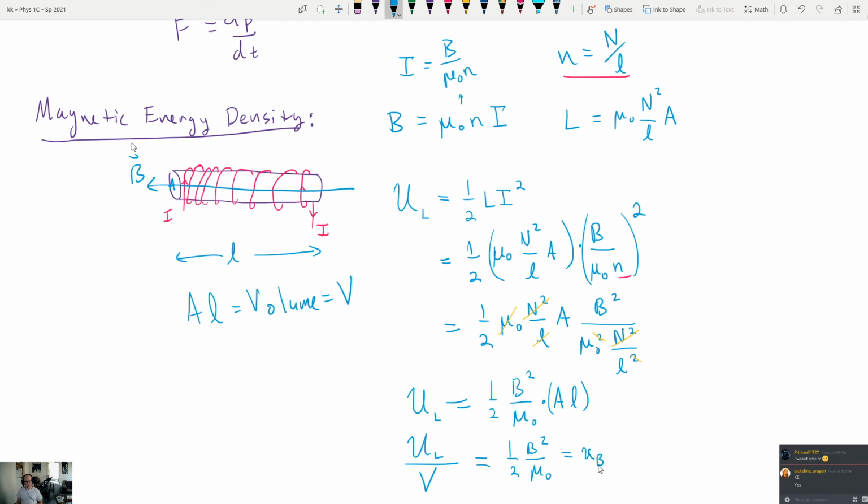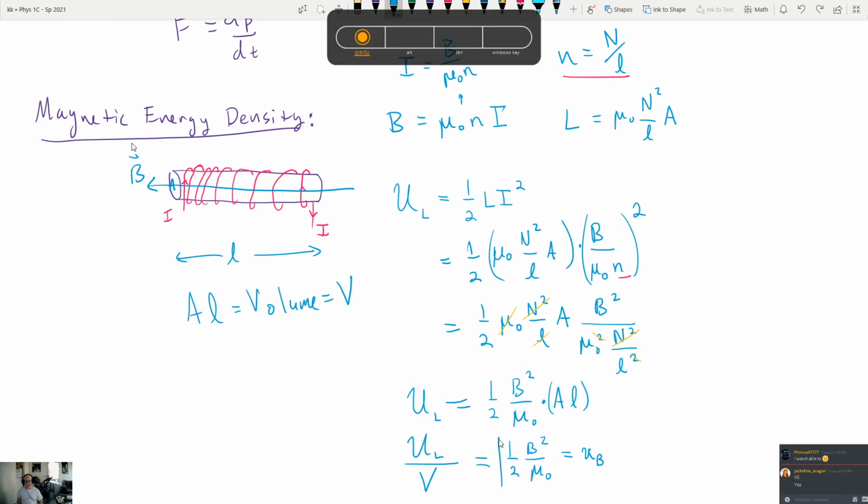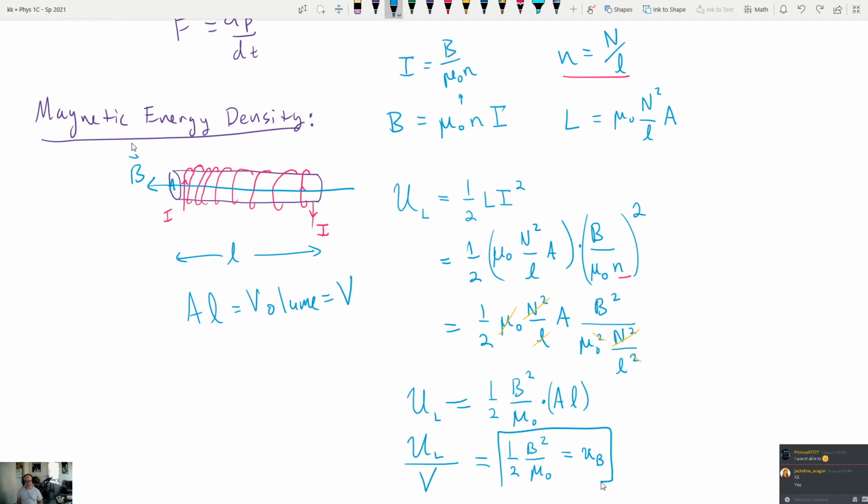Your book uses a lowercase u. I don't really know how to make a lowercase u. Well, the main thing is I don't know how to make uppercase u's that don't look like v's, but that's our magnetic energy density. And we can compare this to electric field energy density, which we derived much earlier on. Does anyone remember what we got when we did this with electricity? There was a 1/2, an epsilon naught. Epsilon. What else is missing? And an E squared. E squared, yeah.